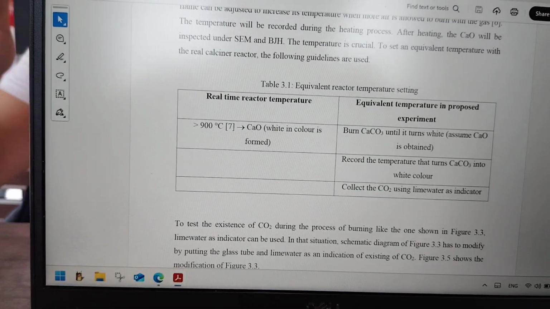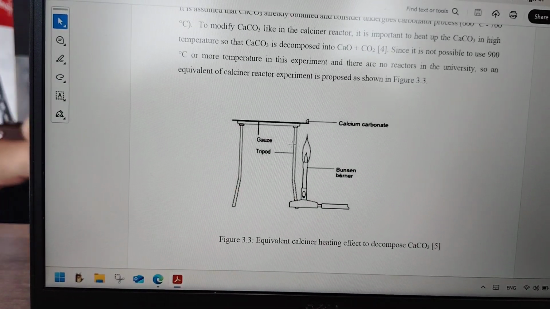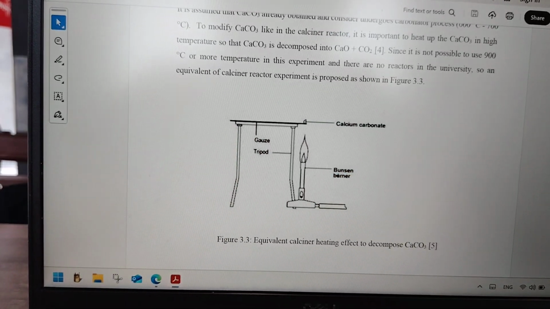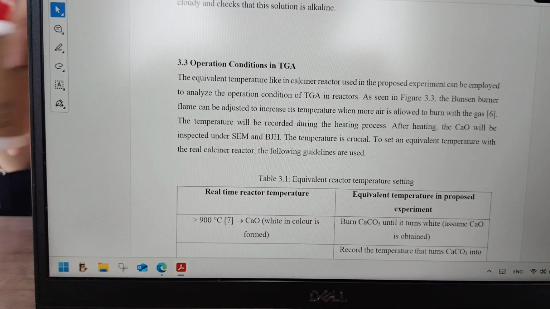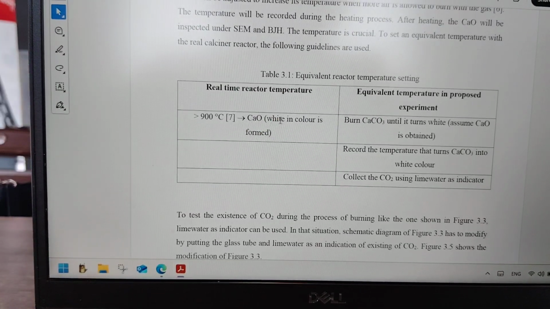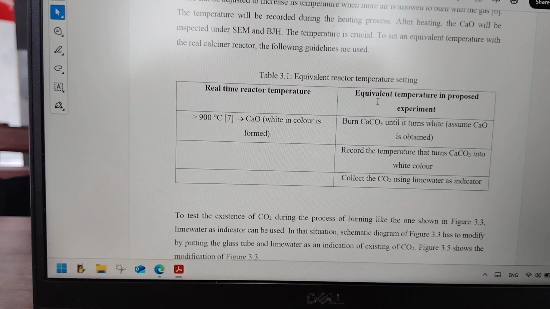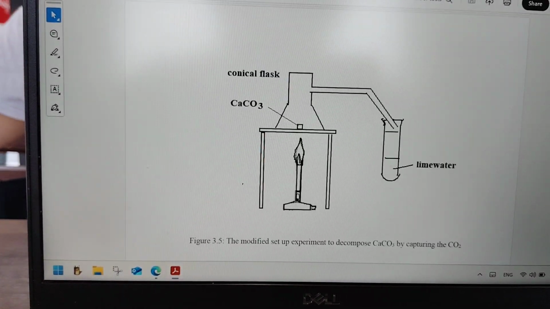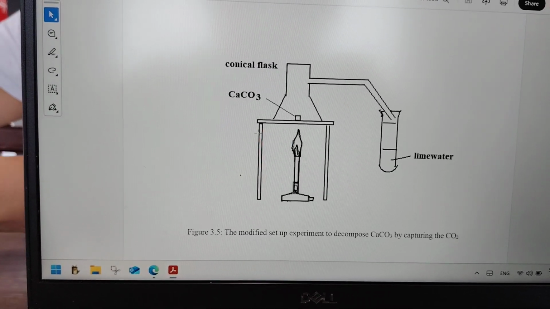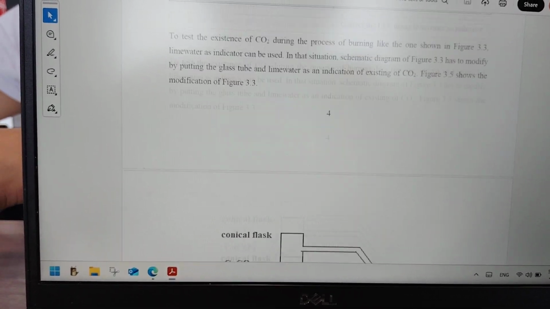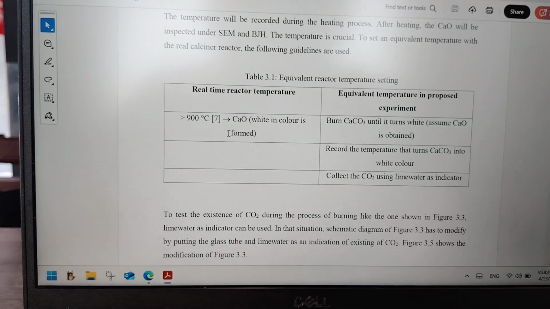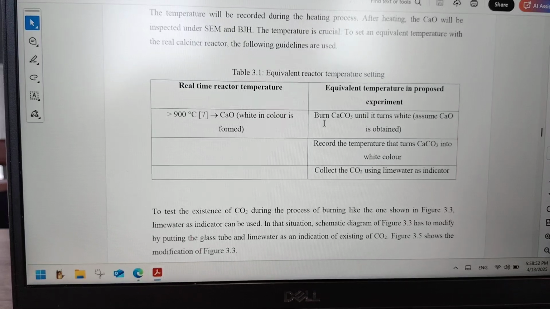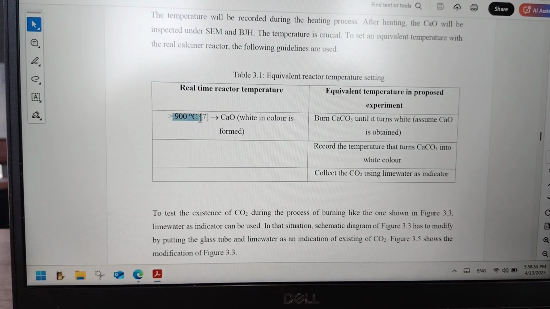Since I am using this experiment as a calciner reactor, I have to write in great detail about the equivalent temperatures. You can see from here the real-time reactor temperatures compared with the equivalent temperature in my proposed experiment, such as the one shown here. This is the setup you need to do in the lab. Now how to do that? You may ask me, how can I get the temperatures? How do I know the temperature equivalent to 900 degrees Celsius? I'll tell you how.